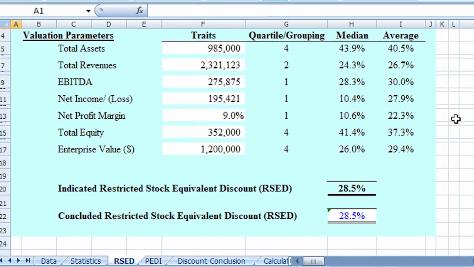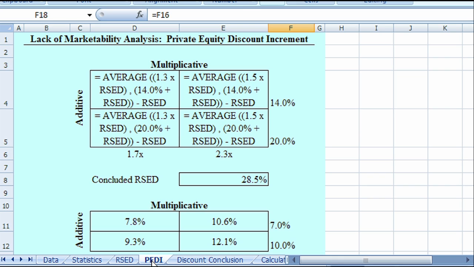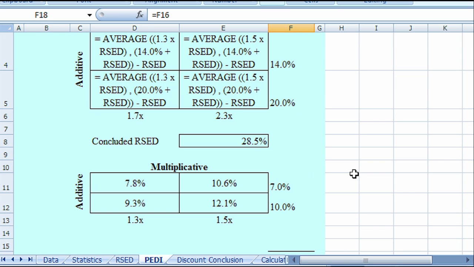Now we add an additional discount for the fact that this subject company that we're valuing is not a public company issuing restricted stock, it's a private company. So we add an increment for that additional lack of liquidity involved. That increment is shown here in the PEDI sheet of this spreadsheet. We are starting with 28.5%. We're adding an increment of 9.9%, which is drawn from this matrix here.